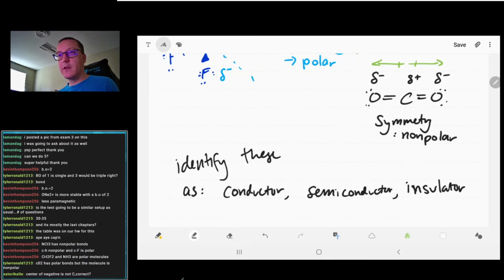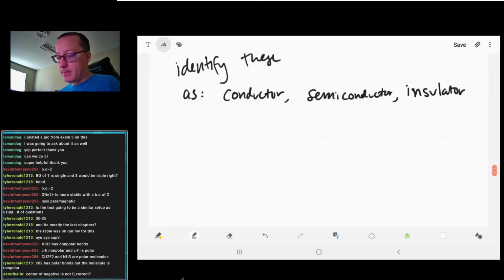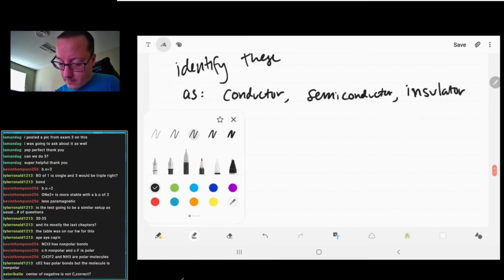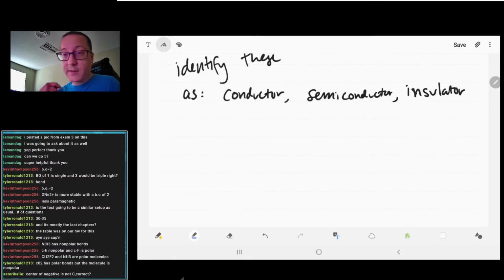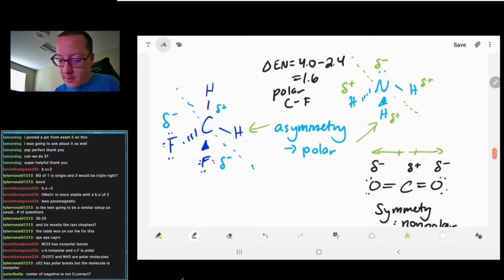The center of negative will be C, as well as positive. So they're going to be in the same spot. So that's why it'll be nonpolar. Non-polar stuff will have theirs in the same spot. If we look at this one, we have the center of negative somewhere around here, and the center of positive is kind of on carbon. So those are not in the same spot, so that's why it's polar.